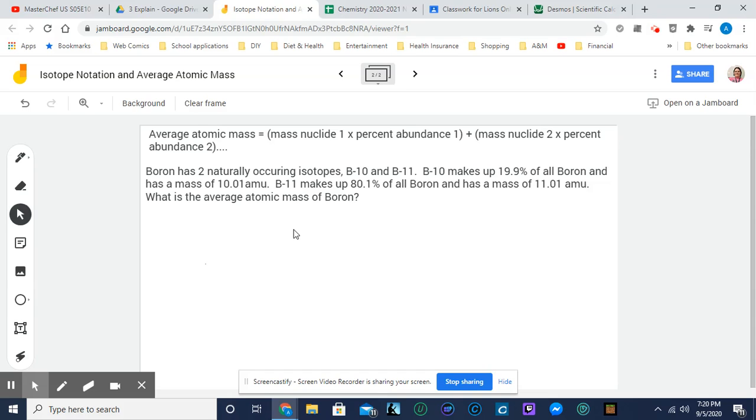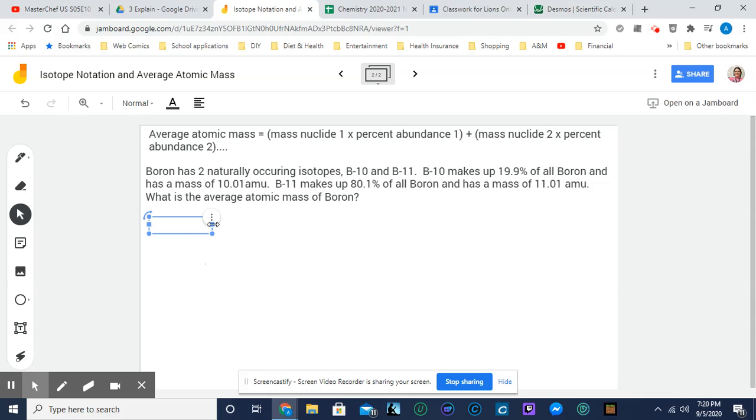All right, so before I even go to calculate this, I'm going to make a hypothesis that the mass is going to be really close to the mass of boron 11, because boron 11 makes up the majority of the isotopes or atoms of a sample of boron. So it would be a good bet that the average atomic mass of boron is going to be closer to 11 than it is going to be to 10. So we're going to go to calculate this.